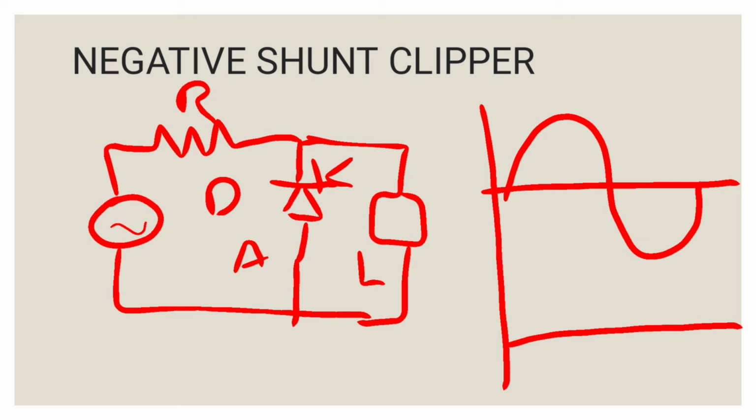We know that shunt clippers allow the input signal to the output when the diode is in the reverse bias condition, so we can get the complete positive half cycle as the output like this, right? We can get the complete positive half cycle as the output.